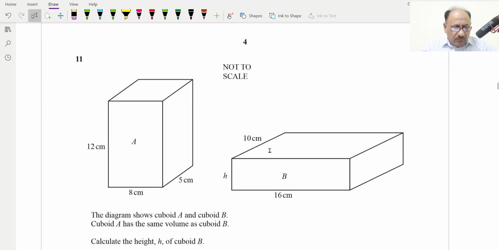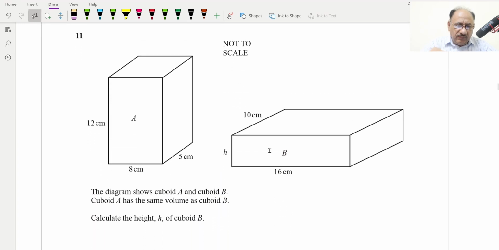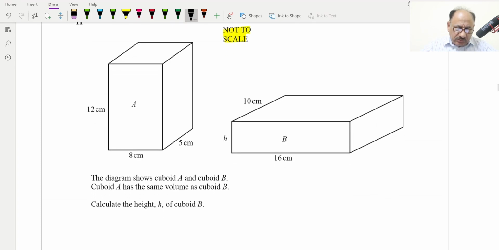Hopefully you are understanding each and everything. Now we can move to question number 11, which is again not to scale, and we'll go through the question. Two diagrams are provided. The diagram shows cuboid A and cuboid B. Cuboid A has the same volume as cuboid B. Calculate the value of H. We have to calculate the value of H.